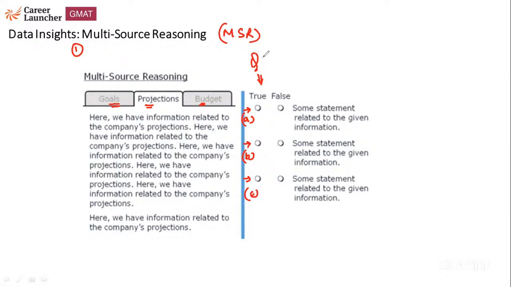In order to get the complete question correct, all the parts should be correct. There's no partial marking if one of the parts is incorrect, or two parts are correct, or three parts are incorrect. So no partial marking. In order to get the complete question correct, all the parts should be correct.